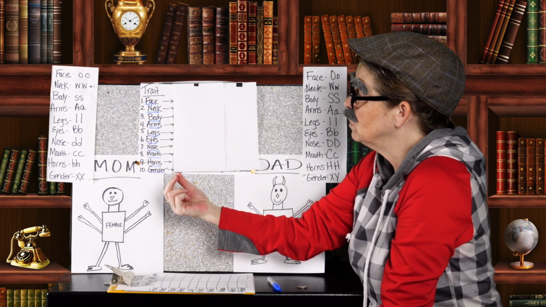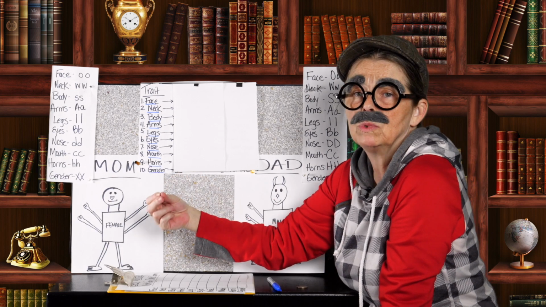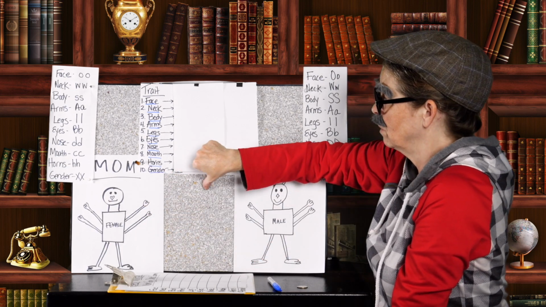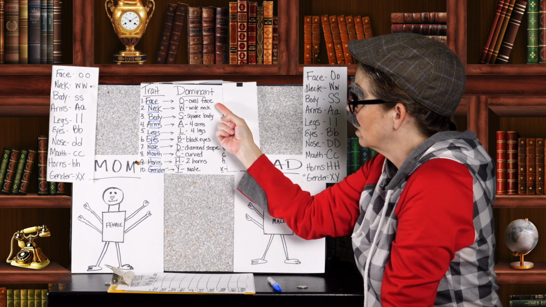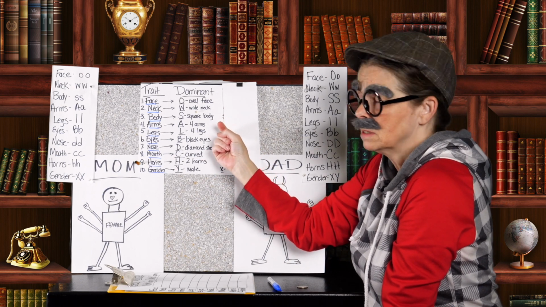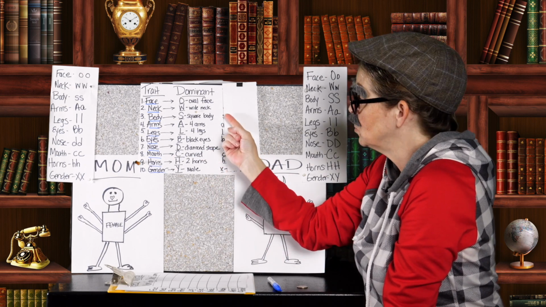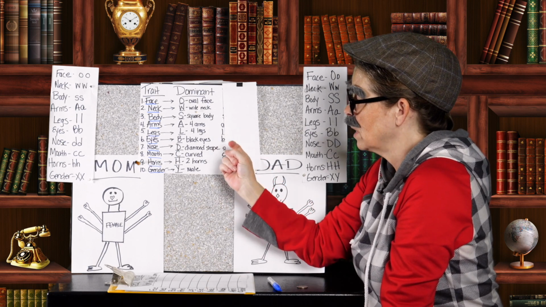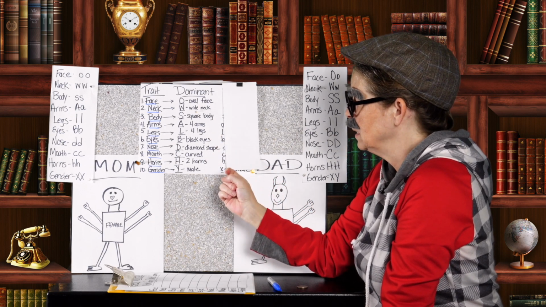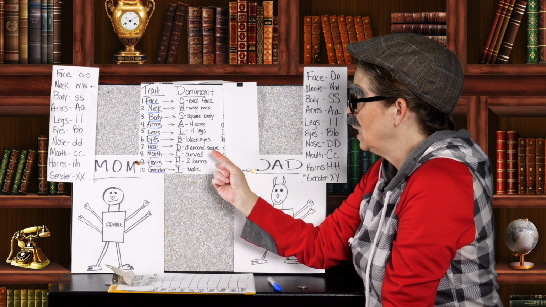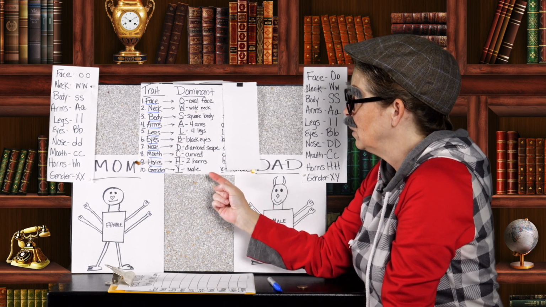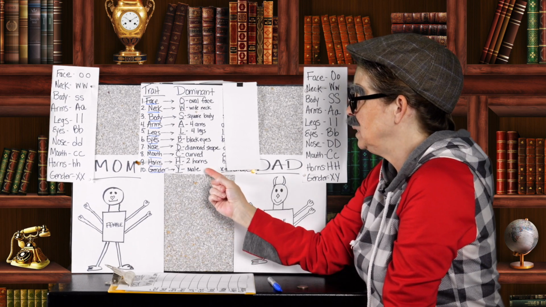In order to do this, let's first define what the dominant traits are, okay? Our dominant traits are oval faces, a wide neck, a square body, 4 arms, 4 legs, black eyes, a diamond-shaped nose, a C-curved mouth, 2 horns, and being a male.